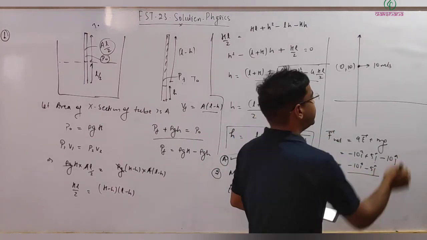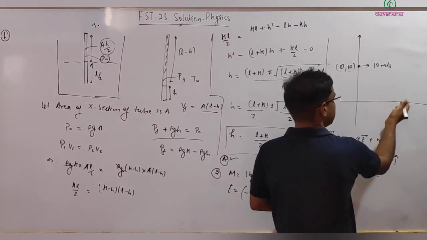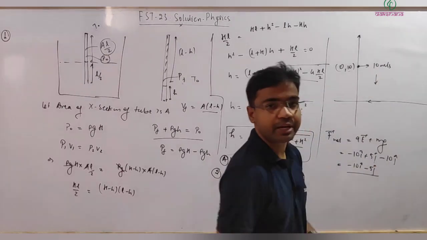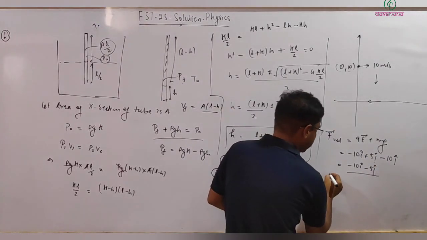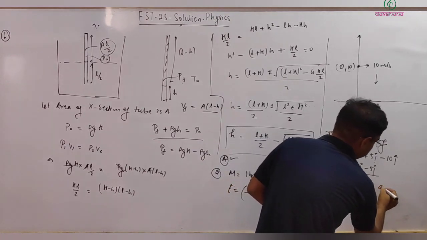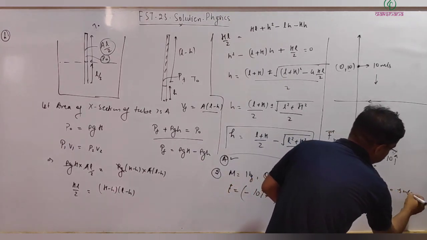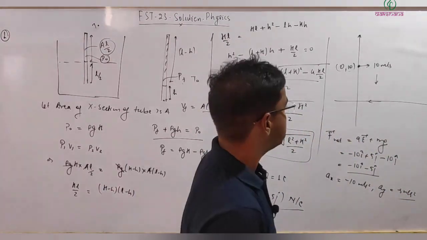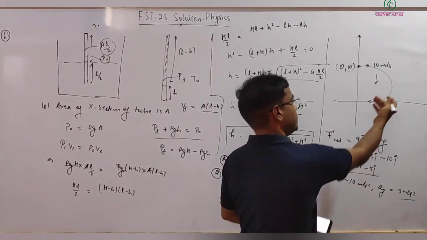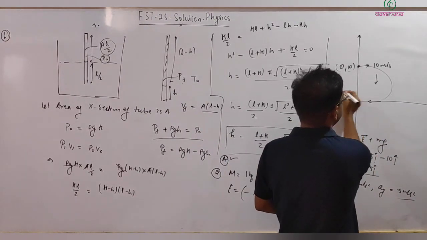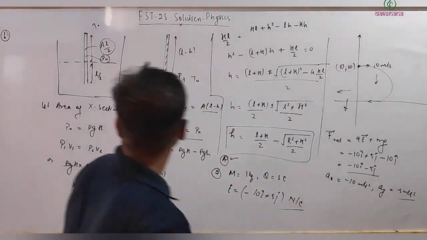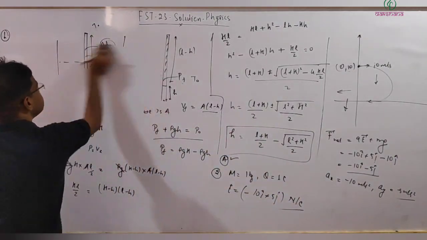Effectively, initially the particle is projected this way, and the particle will have acceleration in this direction and in this direction. Because the mass of the particle is 1, I can write ax equal to minus 10 meter per second square, and ay equal to minus 5 meter per second square. Because of that, the motion will be something like this, with the net acceleration in this direction.